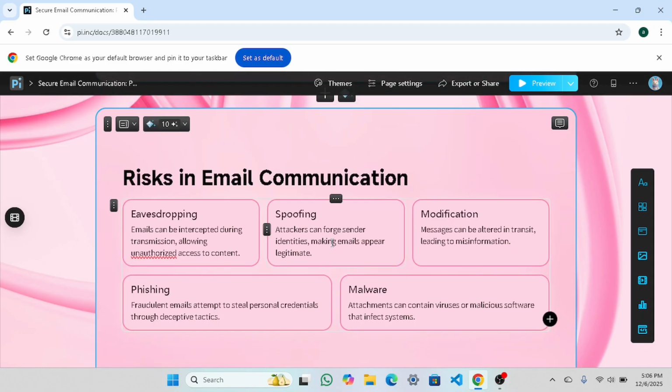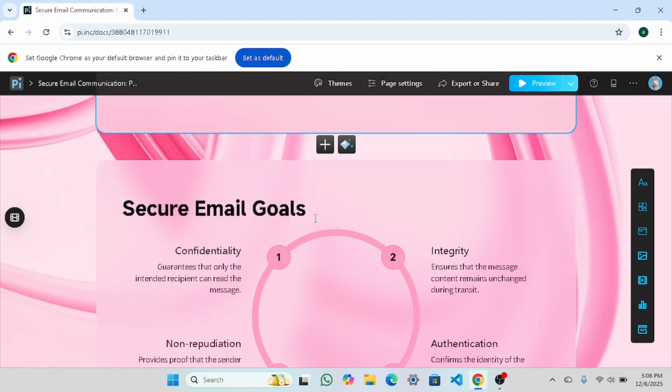The first risk is eavesdropping. Emails can be intercepted during transmission, allowing unauthorized access to content. The second risk is spoofing. Attackers can forge sender identities, making an email appear legitimate. The third one is modification, where a message can be altered in transit, leading to misinformation. The fourth one is phishing, the most common attack. The fifth one is malware. Attachments can contain viruses or malicious software that infect the system.